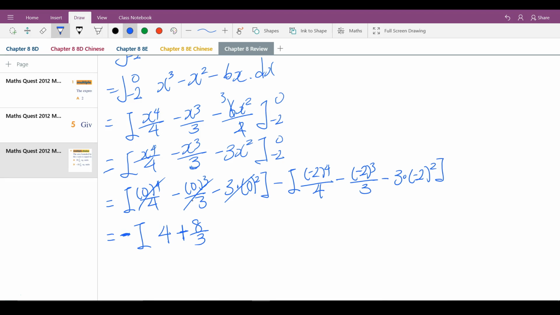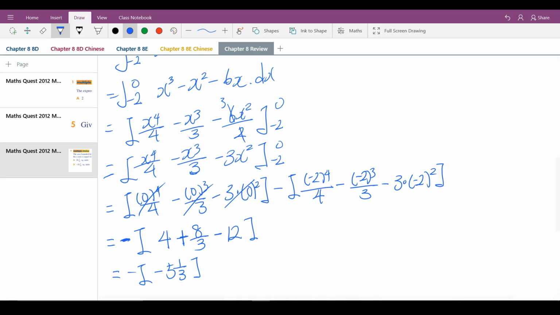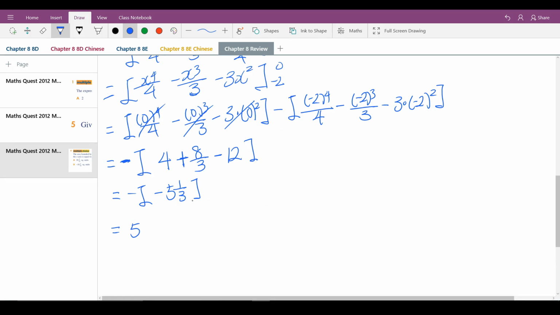And negative 3 times negative 2 squared. Negative 2 squared is 4. Negative 3 times 4 is 12. So what do we get inside the bracket? We get 4 plus 8 over 3 minus 12. We get negative 5 and 1/3. And because of the negative sign outside of the bracket, this becomes a positive 5 and 1/3 unit square.